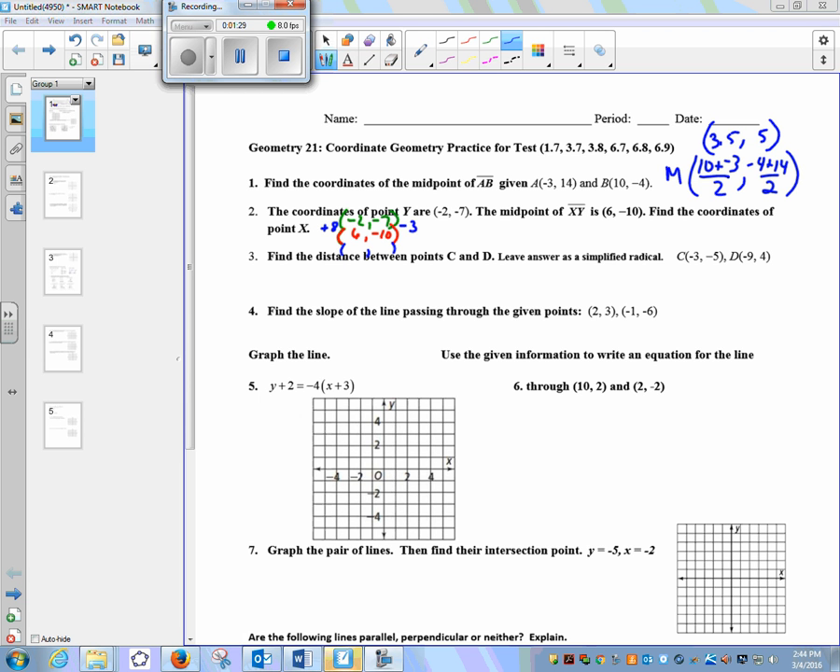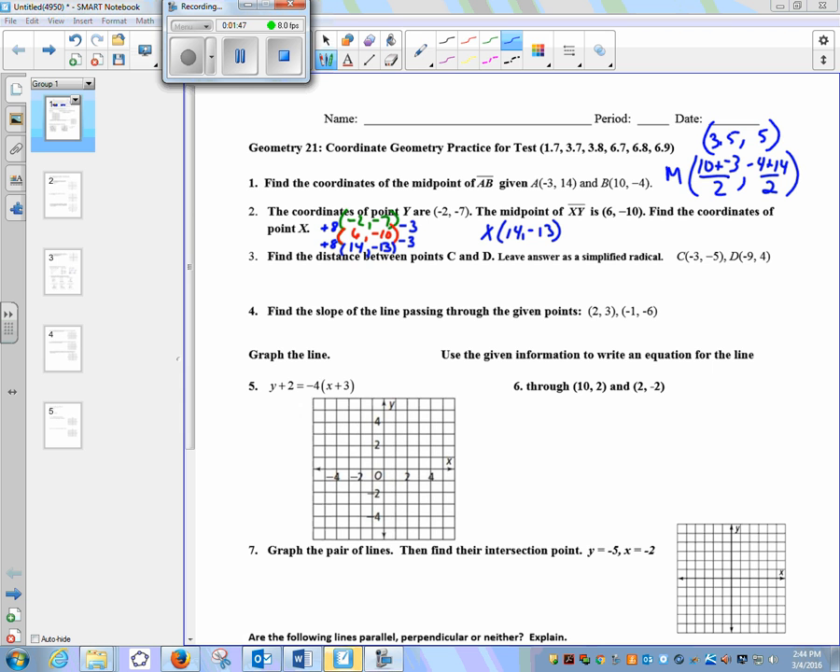So if we added 8 to get from negative 2 to 6, we have to add 8 again to get from 6 to the new coordinate. So it would be 14. And then negative 10 minus 3 again would be negative 13. So that's your new endpoint. Point x would be 14, negative 13.